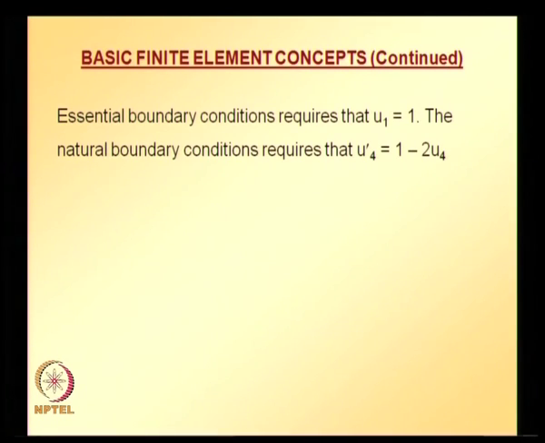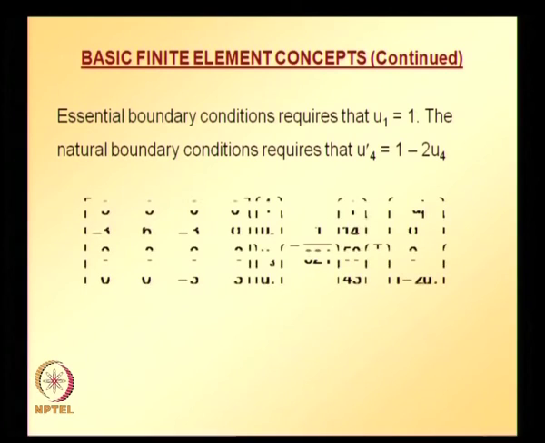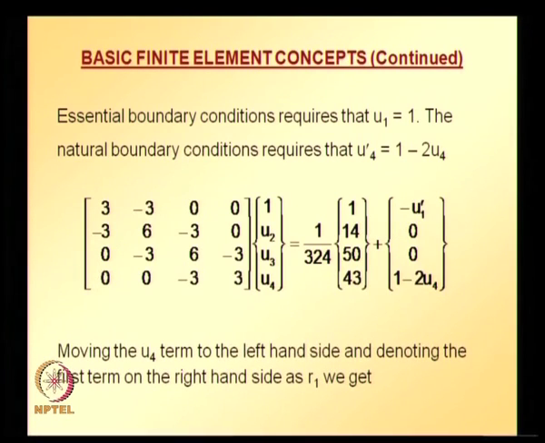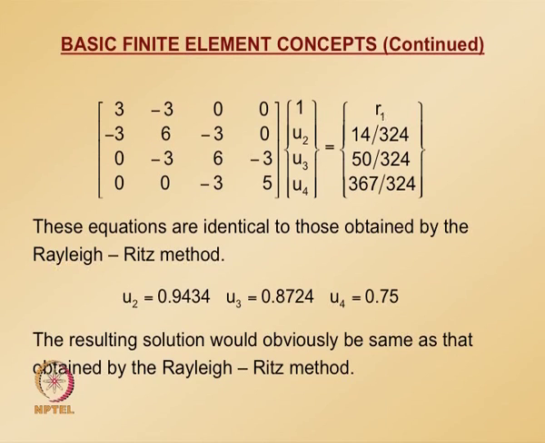This is a 3 element solution. So node 4 corresponds to x is equal to 1, so it becomes u4. So global equation system looks like this, and this can be rearranged by moving the u4 term to the left hand side and denoting the first term on the right hand side as r1, we get this equation system. And if you compare this with what we got using variational method, this is exactly same equation system. These equations are identical to those obtained using variational method or Rayleigh-Ritz method.